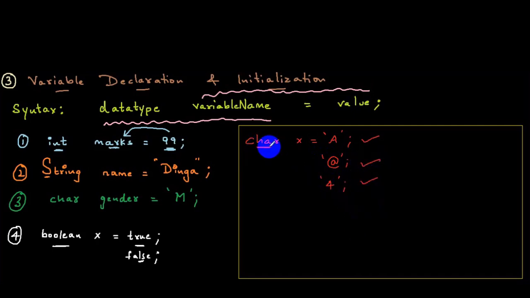Because char is a data type used to store a single character. That single character can be an alphabet, a special character, or a number. It can be anything, but we have to enclose it within single quotes. But what if I write A and B in single quotes? Is it valid? No, it's not valid. Why? A and B are two characters. How can you write them within single quotes? When I say character, it's always a single character in single quotes. This is not valid.